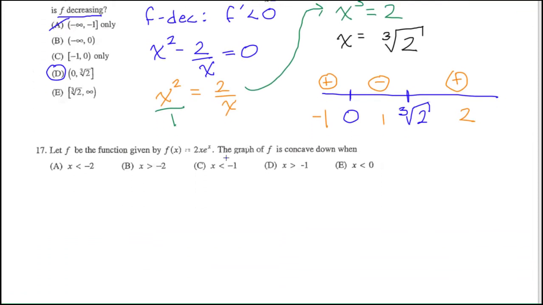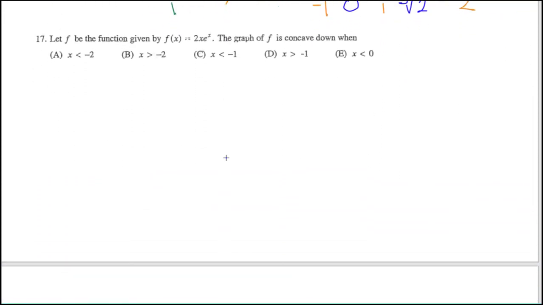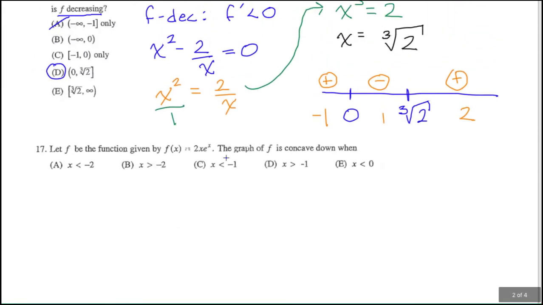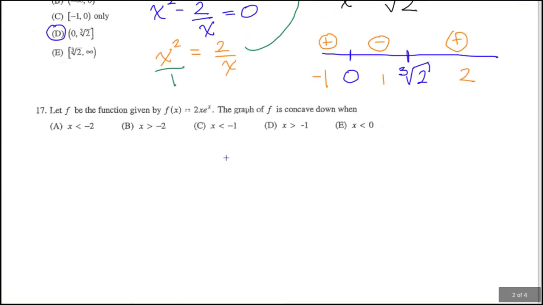Cool, cool. And our last problem together before you go off and try your own stuff. We have this function 2x e to the x. The graph is concave down. All right, what's the definition of f concave down? F double prime is less than 0. There it is. F double prime less than 0.